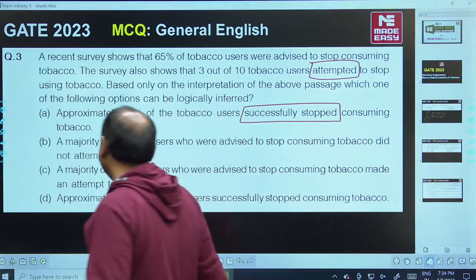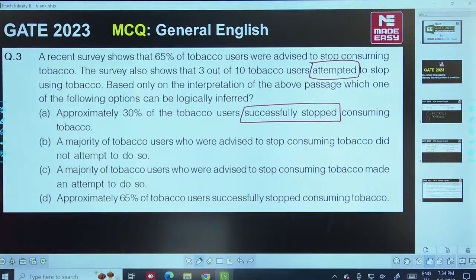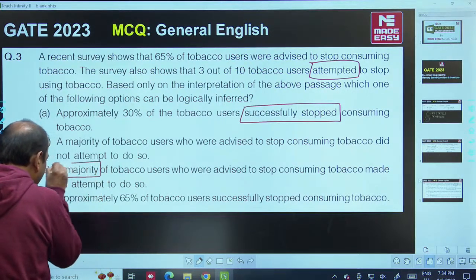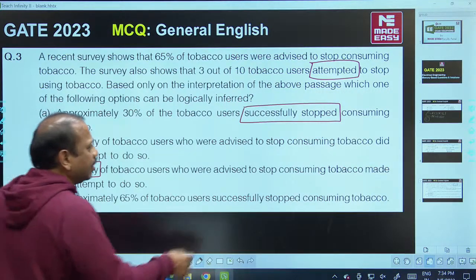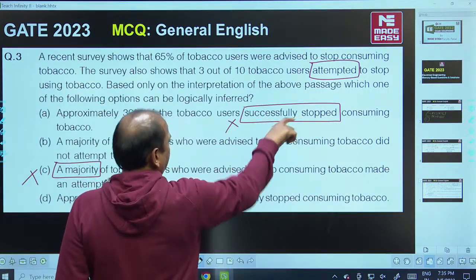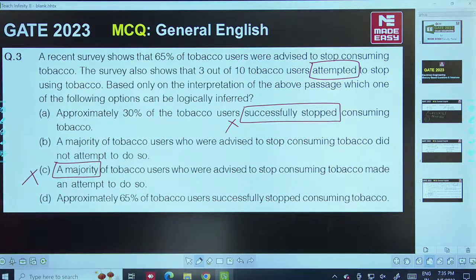Now if you look at option C, a majority of tobacco users who were advised to stop consuming tobacco made an attempt. He says majority made. Based on this keyword, you can eliminate option C. Option A is eliminated based on the keyword successfully stopped. They didn't stop, they just gave an attempt. And he says a majority, 3 out of 10 becomes 30%. How can 30% be majority? It is the lower end, right? So it is not majority, that's why option C should be eliminated.